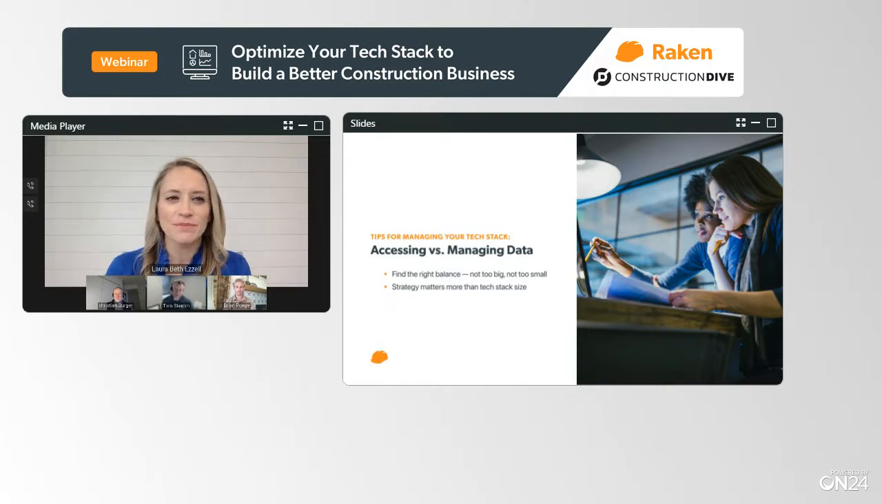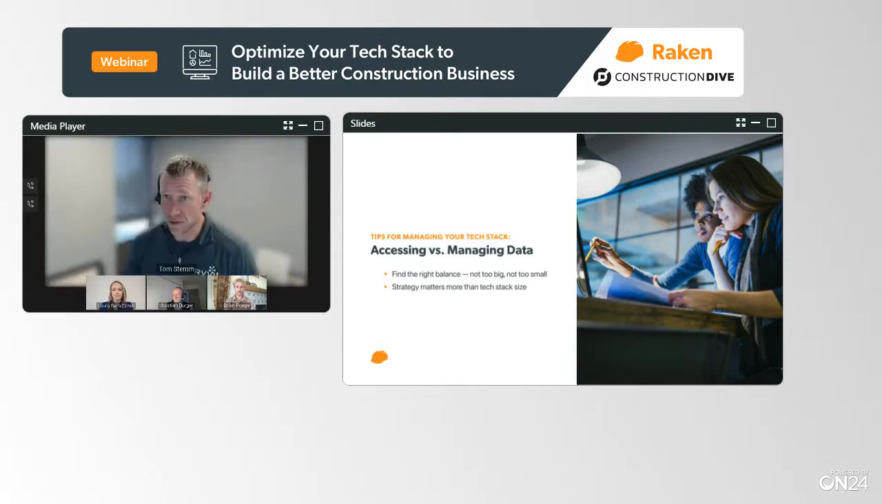Yeah, I think first of all, it's important to note there's no one size fits all, right? I think Brian said it at the top. Every construction company's tech stack is unique, and so you don't want to necessarily let your tech stack get too large, but you also don't want it to be inappropriately small just for the sake of having a small tech stack. So it's a double-edged sword, right? Finding the right balance is key.